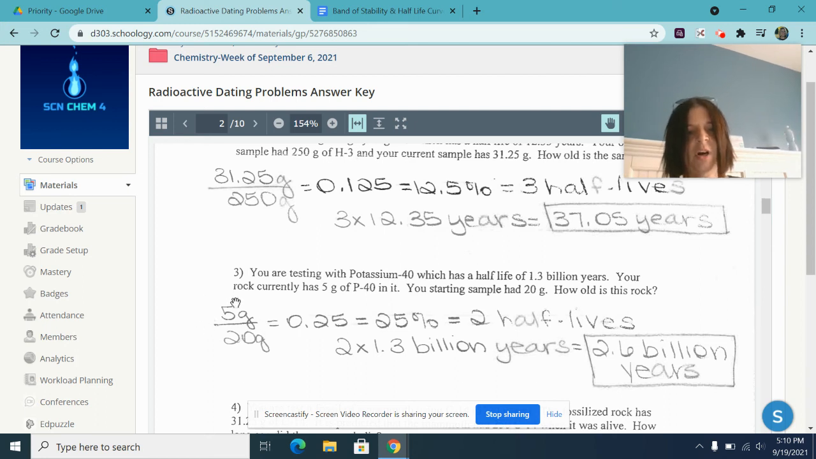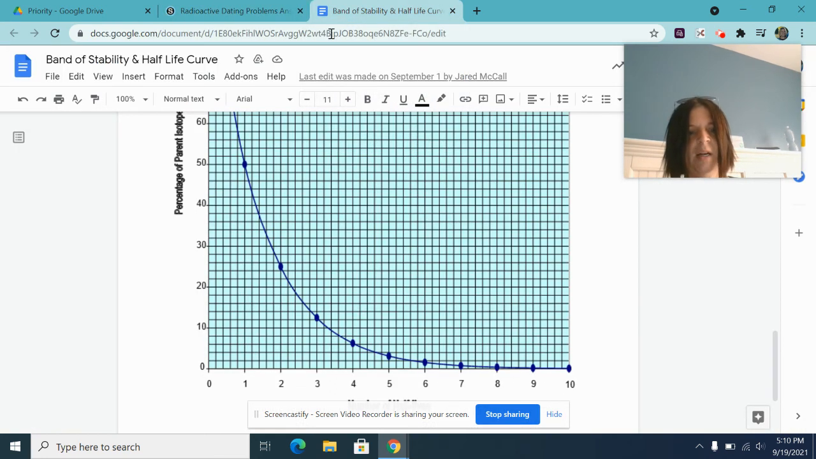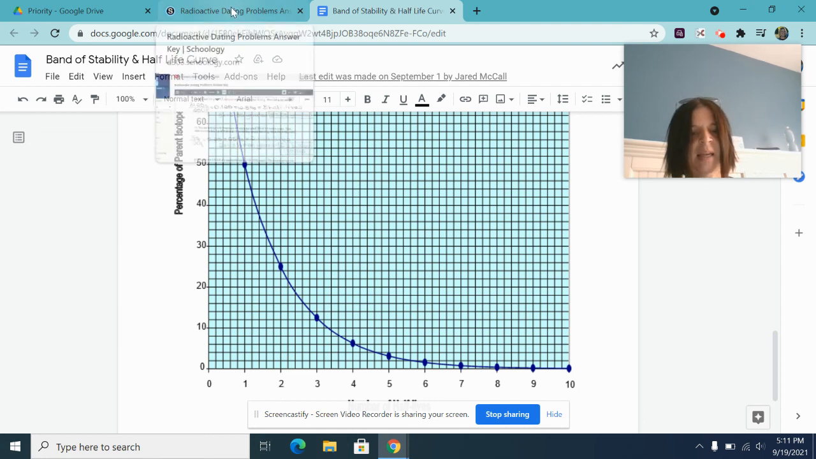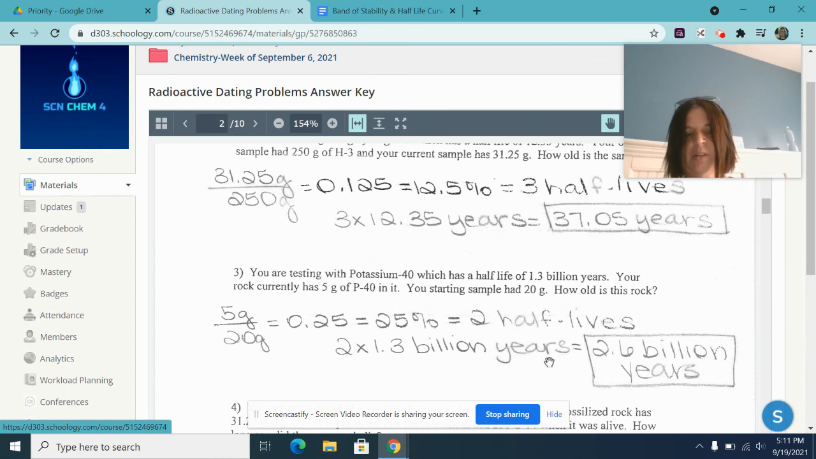Okay. So here, our rock currently has 5 grams, the smaller number. We're going to divide it by its original amount, which was 20 grams. So if we take 5 and divide it by 20, we get 0.25, or 25%. 25% is the amount of parent that we have remaining. So we're going to go back to our half-life curve. Here's 20. We're going to go 22, 24, and go in between 24 and 26, over to that blue dot and down, which would tell us that if we have 25% remaining, we have been through 2 half-lives. And then each half-life is 1.3 billion years. So if we take 2 times 1.3 billion years, we get 2.6 billion years.